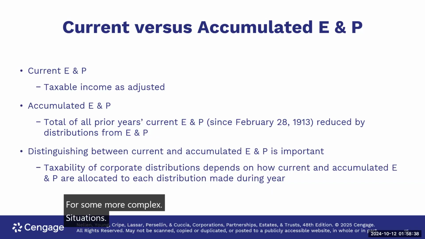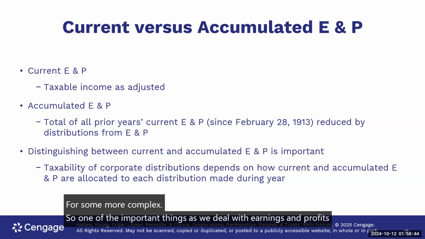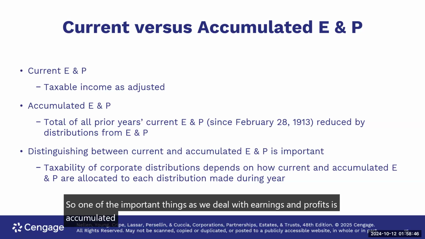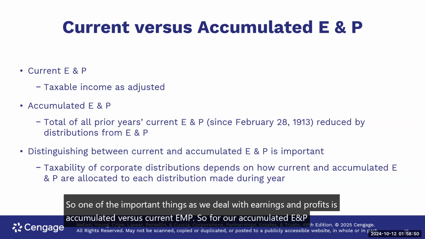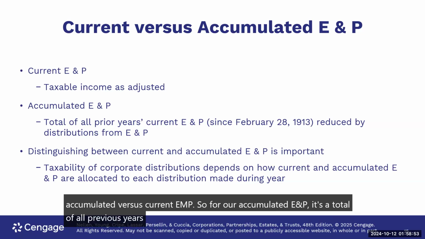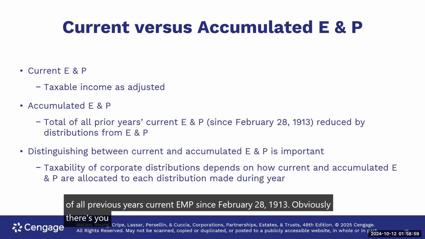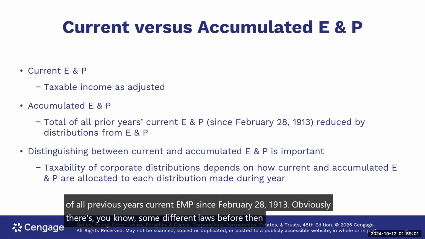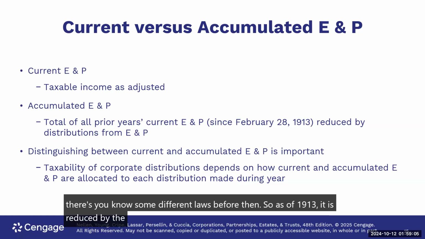So one of the important things as we deal with earnings and profits is accumulated versus current E&P. So our accumulated E&P is a total of all previous years' current E&P since February 28, 1913. Obviously, there were some different laws before then. So as of 1913, it is reduced by the distributions made from E&P in previous years.